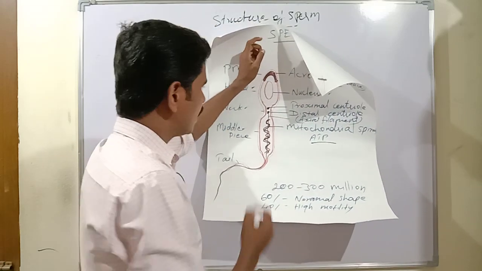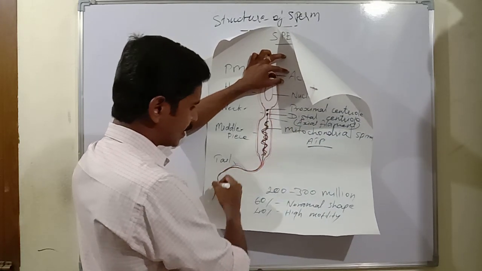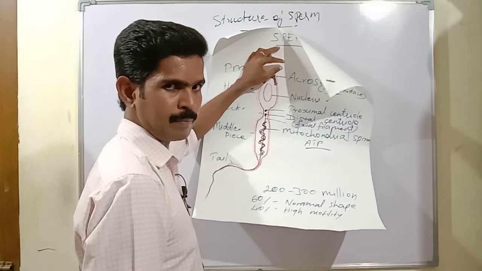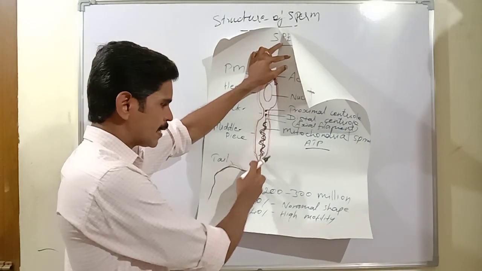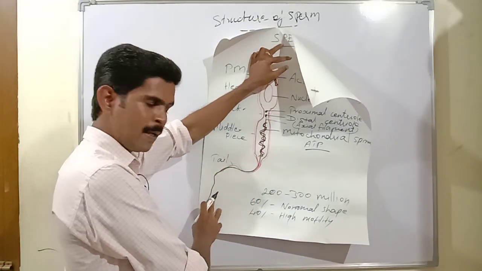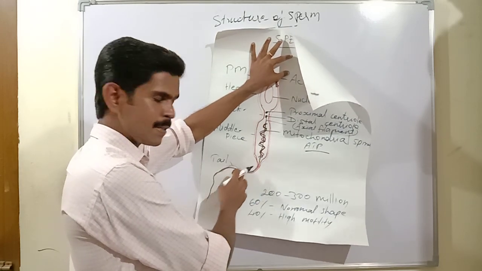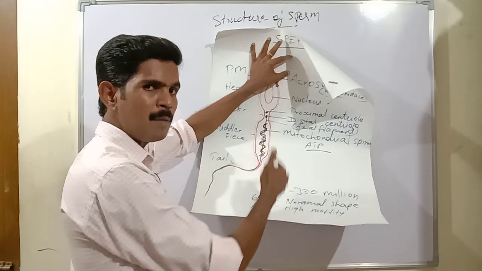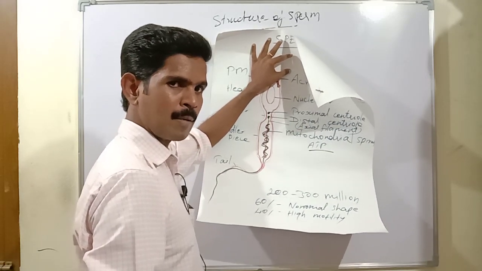Understand? Then already told you here one filament is there, axial filament. This axial filament is also entering inside the tail region. So once again repeat the nature of the structure of the tail. Tail is the longest part of the sperm. It is slender in nature. It can move in any direction, and the function is this tail supporting the sperm to move forward. Understand, my dear students?